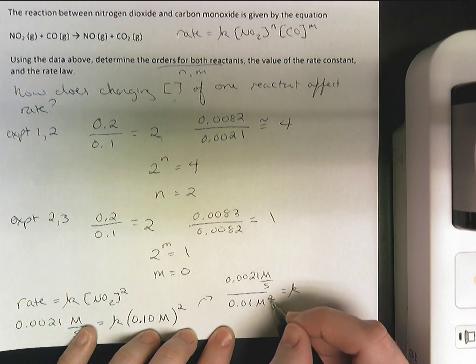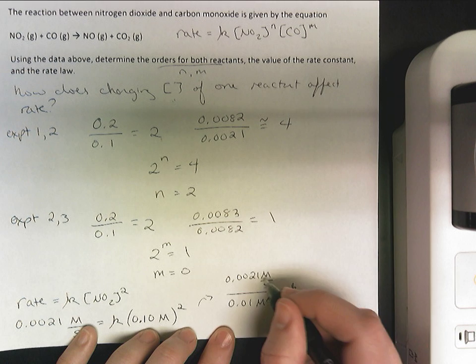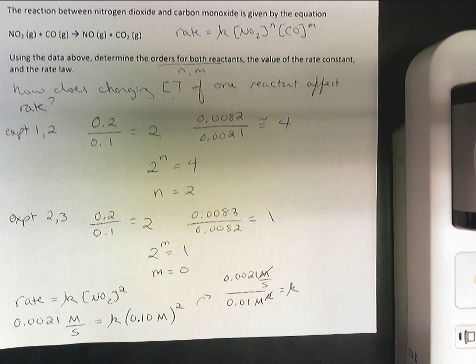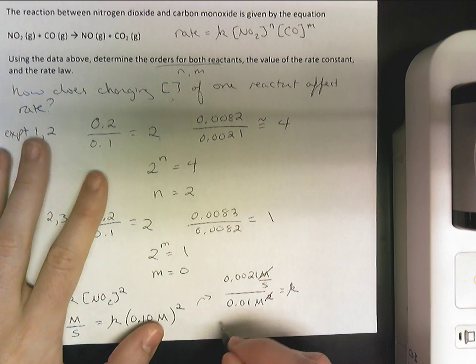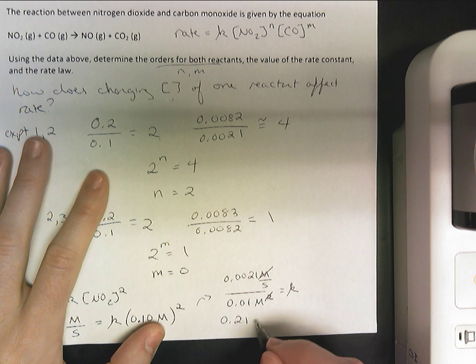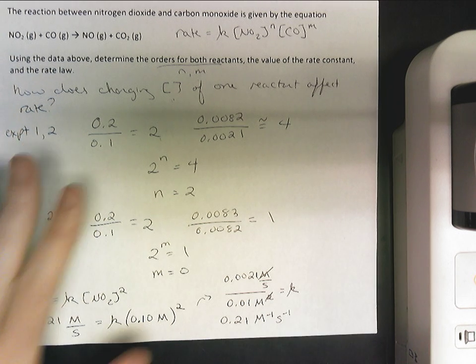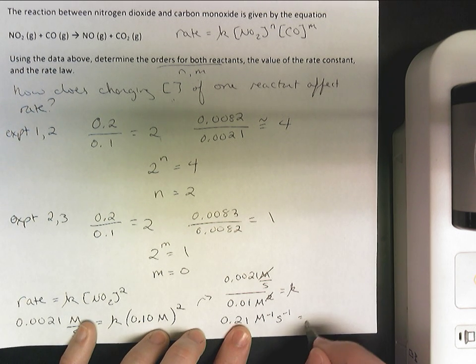If you look at the units, one of the molarities is going to cancel out with that molarity up there, and we're going to end up getting 0.21, and our units are going to be molarity to the -1 times seconds to the -1, because it's 1 over molarity times seconds in the bottom. And that's going to be my value of k.